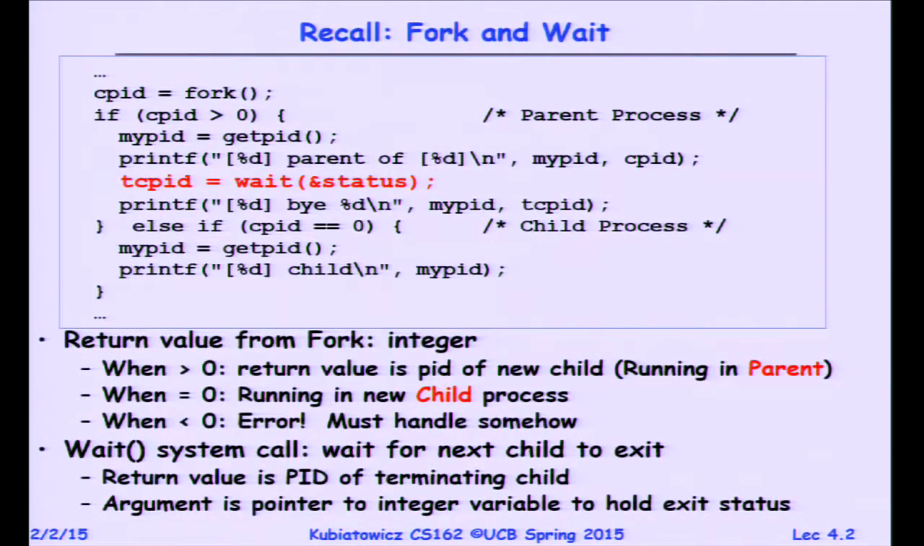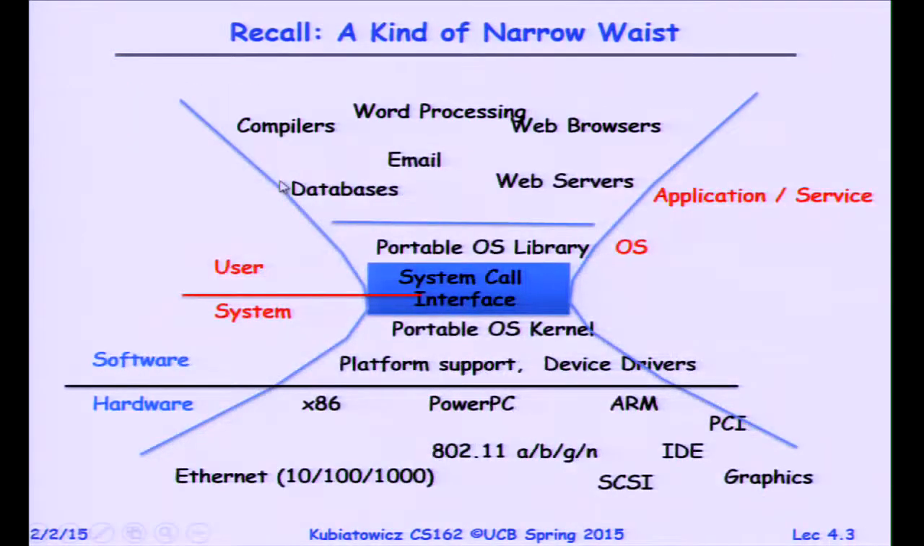Okay, good. By the way, there's a whole bunch of different versions of wait. You can wait for a specific child to exit. You can say, return quickly if nobody's ready to exit. But this basic version here is actually blocking, so the parent will go to sleep on this wait call until it comes back.